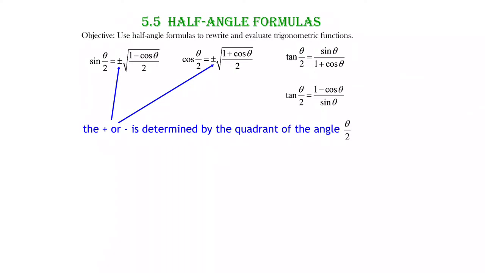For the cosine and sine half angles, you have to pay attention. There is a plus or minus in the front for each of these. So to determine whether it's positive or negative, you need to know where the angle theta divided by 2 is located. And then that will tell you whether it's a positive or a negative.